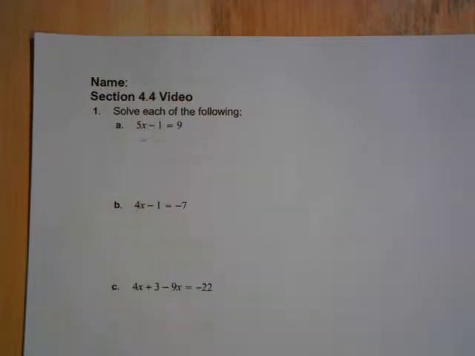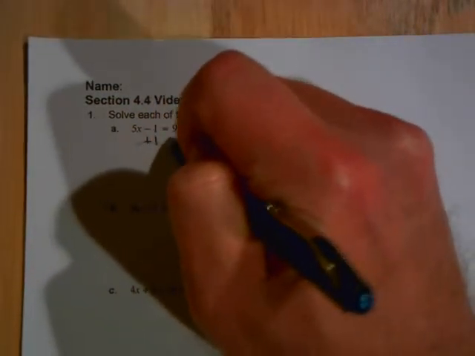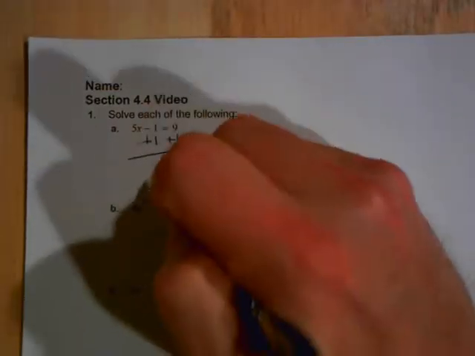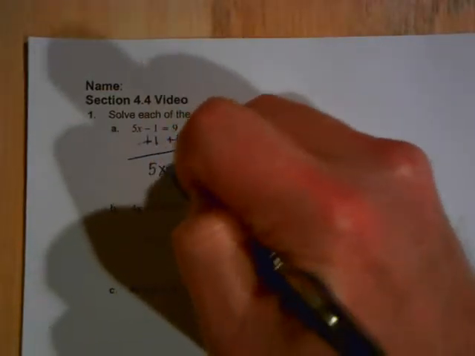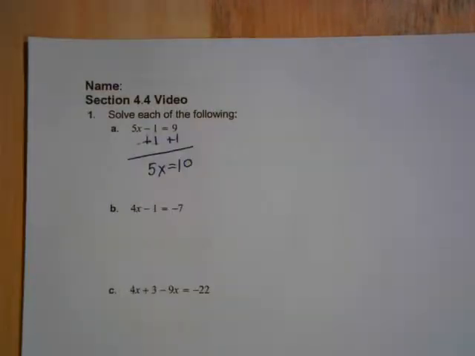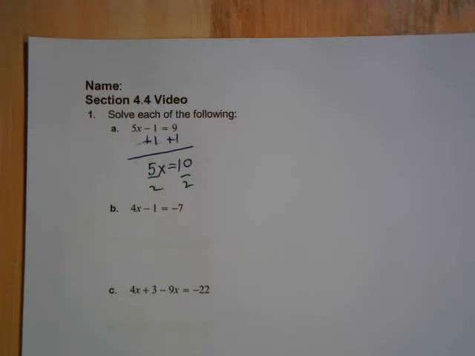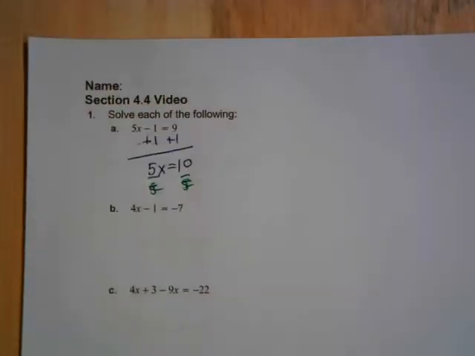Now, typically, we do the adding and subtracting first. You can actually do them in any order. We would add 1 to both sides. We would have 5x equals 10. And then we would divide both sides by 5. I'm thinking ahead. I'm thinking of the answer. And our final answer would be x equals 2.